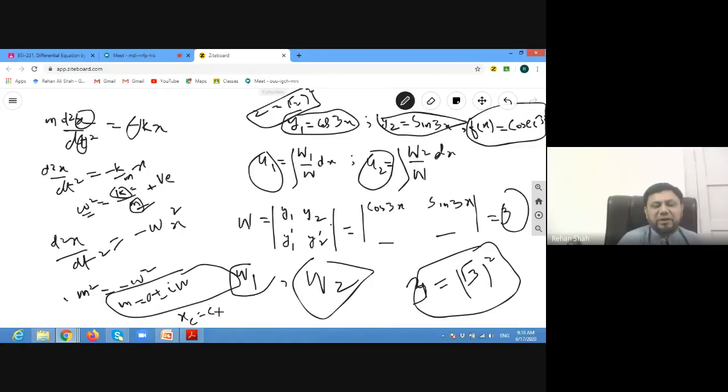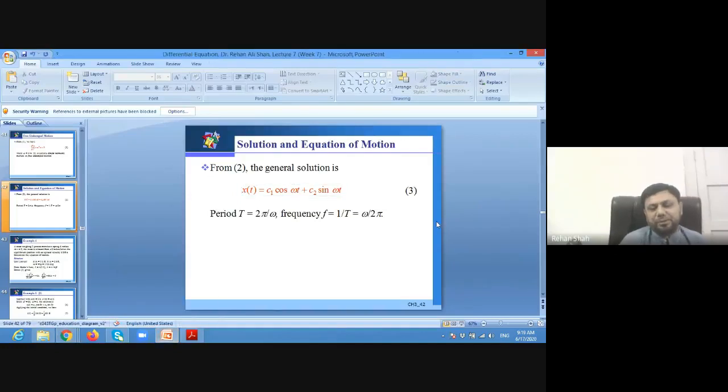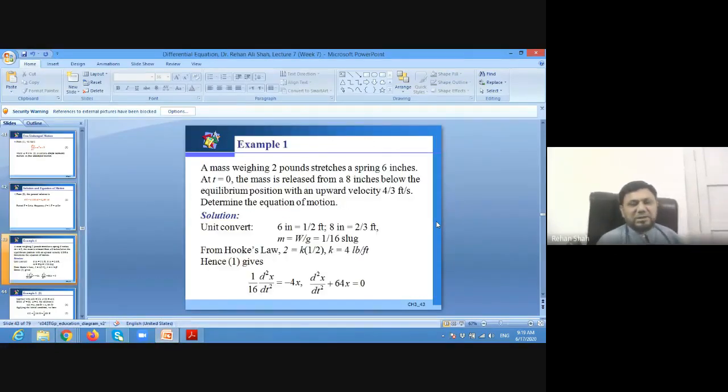So c1 cos of omega. Now the independent variable is time. So omega t plus c2 sin omega t. So this will become your solution. So already here we have c1 and c2. Now this is an example. Example 1. So let's see this example.